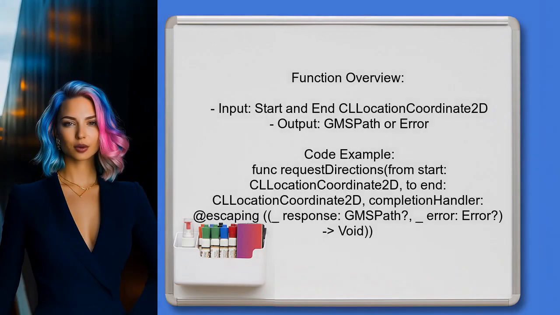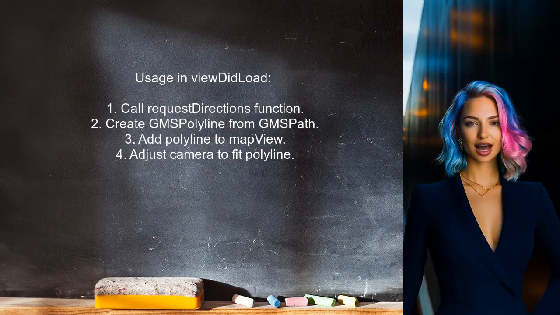The user suggests creating a function that takes two CLLocationCoordinate2D objects as inputs and returns a GMSPath. This function handles the API request, checks for errors, and parses the JSON response to extract the polyline points. In your viewDidLoad method, you can call this function to request directions and, upon success, create a GMSPolyline from the GMSPath. Finally, add the polyline to your map view and adjust the camera to fit the polyline.